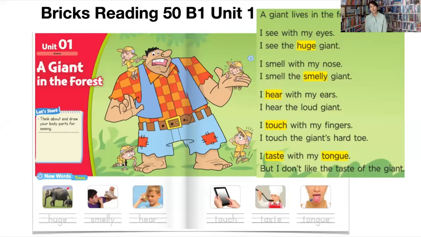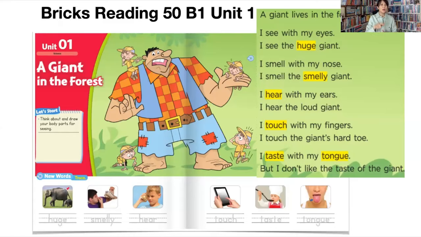Okay, so this is the story. Can you see the keywords here? When you teach this pattern, you have to choose some keywords. Then if they know the keywords, they remember the whole story very easily. Like the first story title, they can write giant, forest, right? There are five keywords. Can you see? See, smell, hear, touch, taste. So this is the first column of keywords. Let's say again: see, smell, hear, touch, taste, tongue.